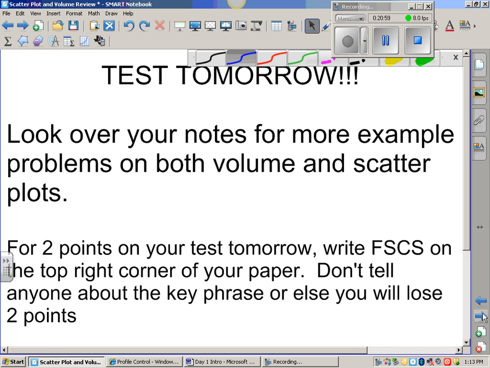All right, your test is tomorrow. Look over your notes for more example problems on both volume and scatter plots. This is only 20 minutes. It did not cover everything. Make sure you look through your example problems.